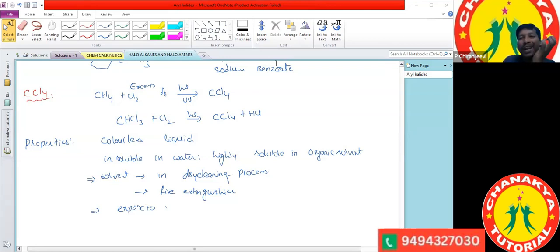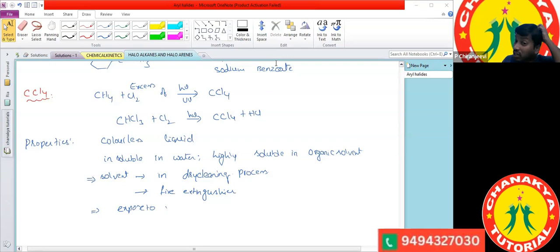It has a rotten egg smell. Whenever we smell that, we immediately feel a vomiting sensation. When carbon tetrachloride is present even lightly in the atmospheric air, whenever you inhale it, first of all it causes some headache, nausea, and dizziness.